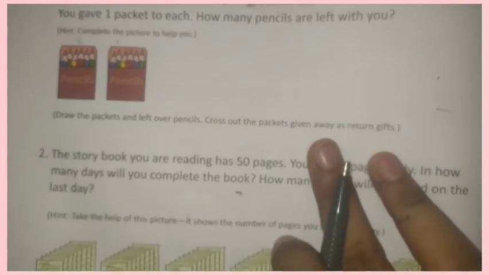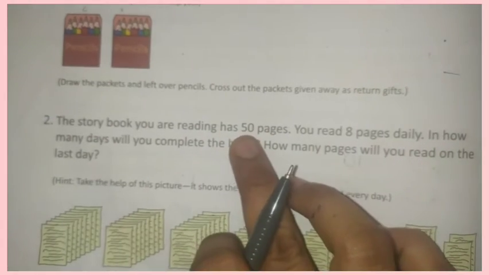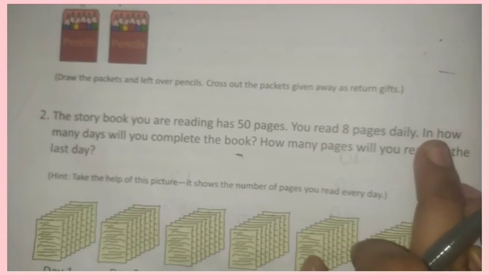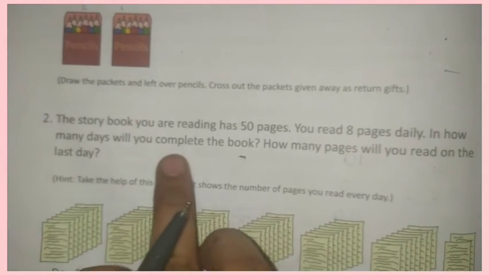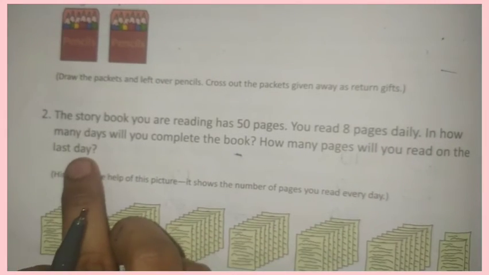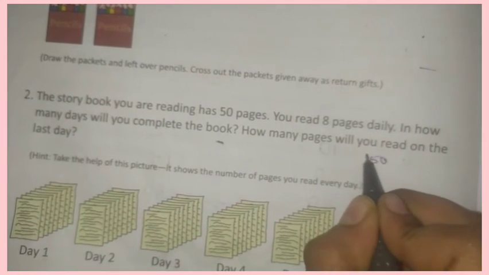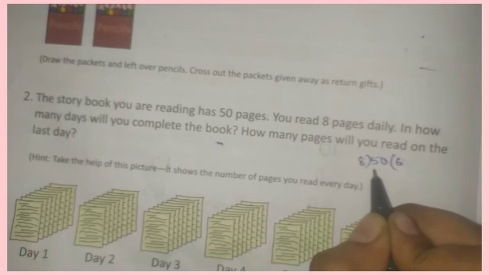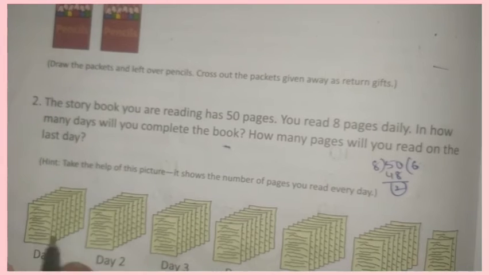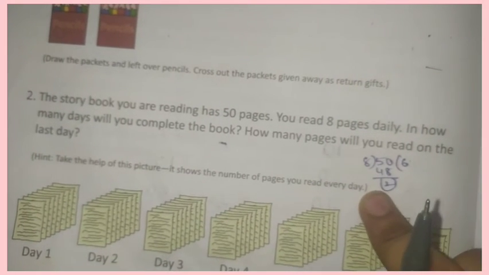Okay, now second, the storybook you are reading has 50 pages. You read 8 pages daily. In how many days will you complete the book? How many pages will you read on the last day? Okay, total 50 divided by 8. 8 6s are 48 and 2 will be left over, and in 6 days you will complete this. 7th day you will read 2 pages.